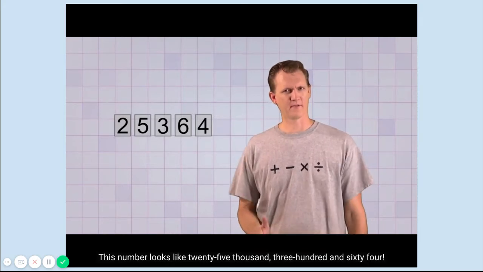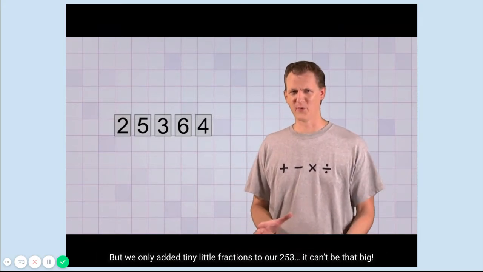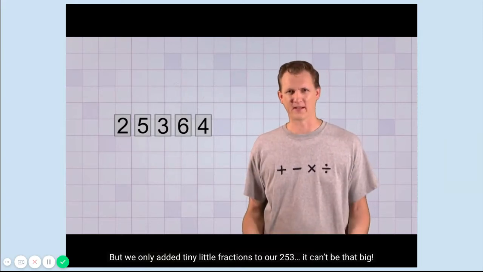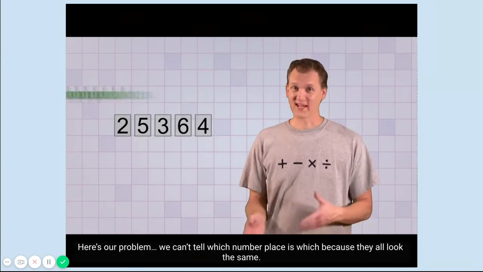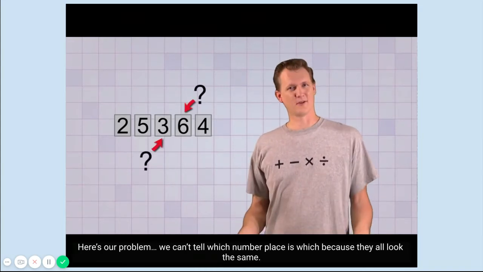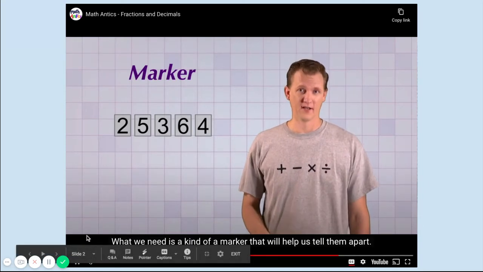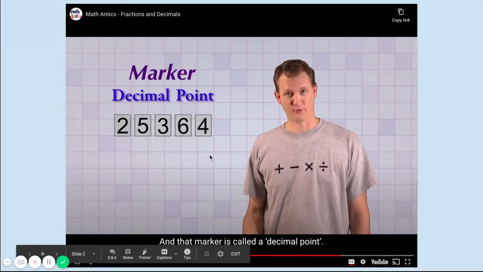This number looks like 25,364, but we only added tiny little fractions to our 253. It can't be that big. Here's our problem. We can't tell which number places which because they all look the same. What we need is a kind of marker that will help us tell them apart. And that marker is called the decimal point.